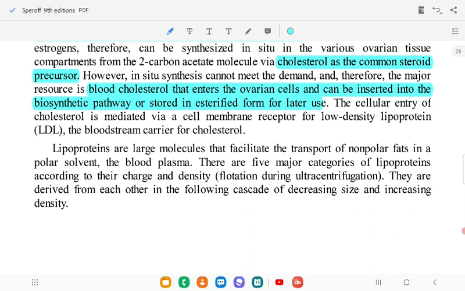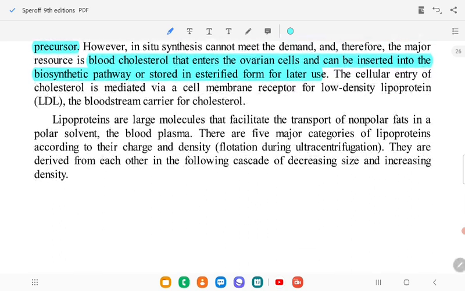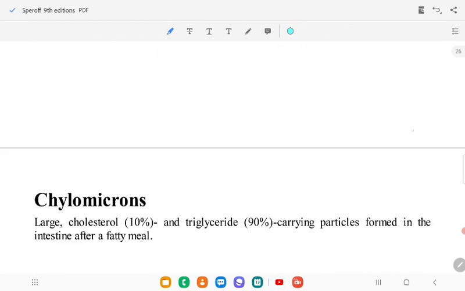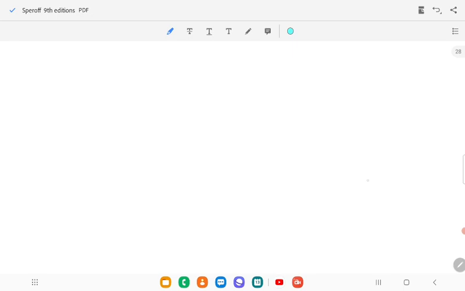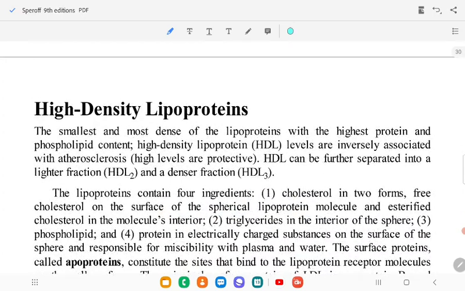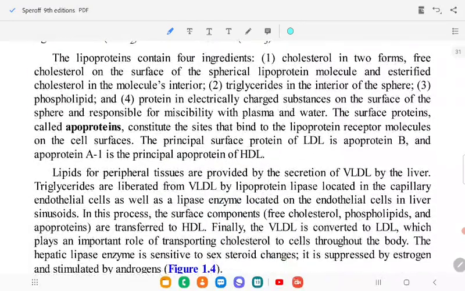The cellular entry of cholesterol is mediated by cell membrane receptors for low density lipoprotein, the bloodstream carrier for cholesterol. Lipoproteins are large molecules that facilitate the transfer of non-polar fats in polar solvents. Then chylomicrons, large cholesterol and triglyceride carriers, VLDL, LDL, all these things. Then high density lipoprotein is the smallest and most dense lipoprotein, with the highest protein and phospholipid.